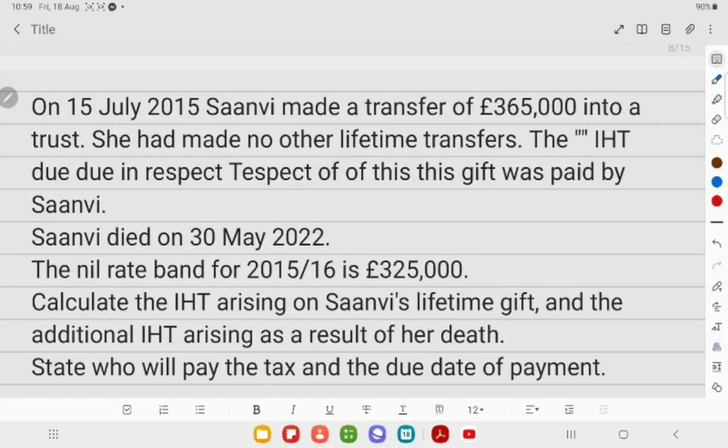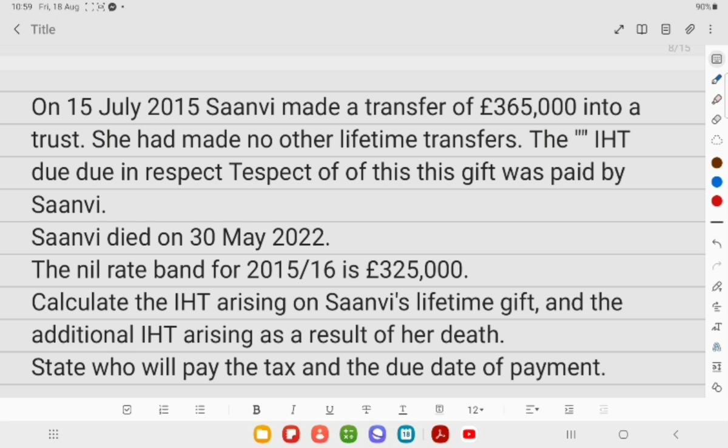Welcome to the third part of inheritance tax. Again, we have to practice a question in which the individual has transferred a gift during his lifetime and then within 7 years he died. So, this is again an illustration from the Kaplan study text.